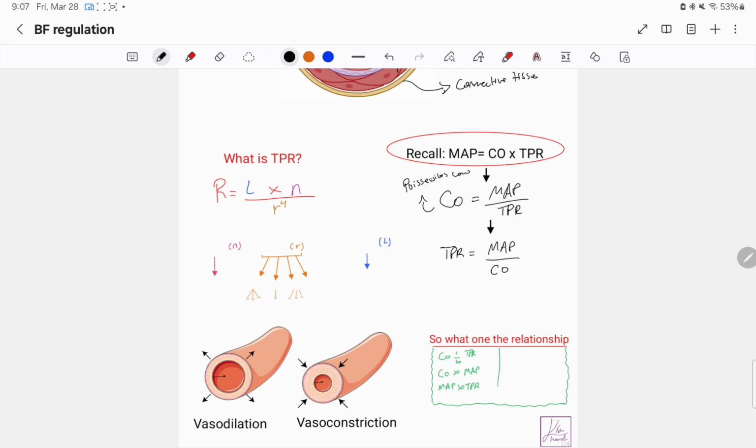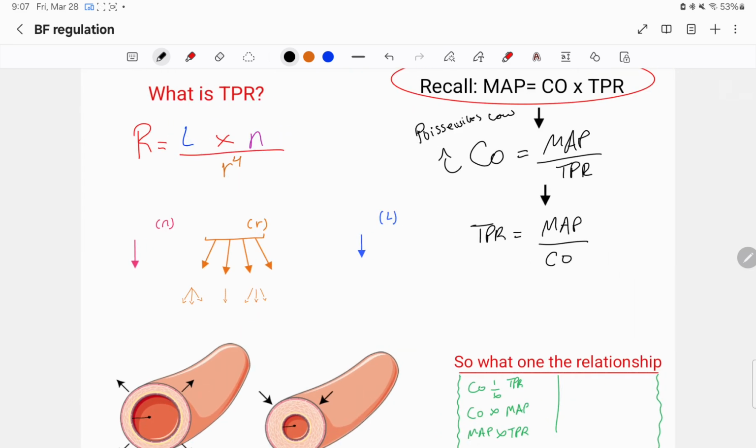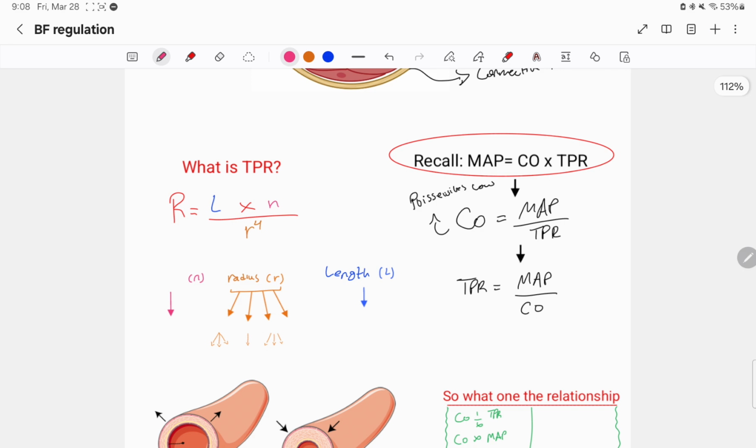Now, technically, there are 3 contributors to resistance. One of them is L, the other one is N, and the other one is R. So what are these things? Well, L stands for length, R stands for radius, and N stands for viscosity. So we're going to go through these in order, and we're going to see how these things physiologically change total peripheral resistance. Well, first thing is viscosity.